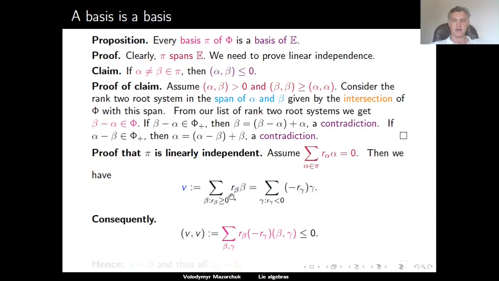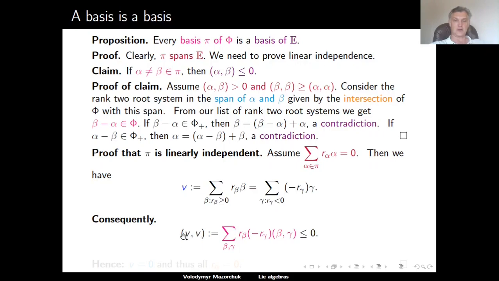Using these two expressions for the vector v, we can compute the scalar product of v with itself. So we plug in the first expression for the first occurrence of v in the scalar product, and we plug in the second expression for the second occurrence. This gives us a double sum over all beta and gamma as above, r beta times minus r gamma times the scalar product between beta and gamma. Note that r beta is non-negative, minus r gamma is positive, and the scalar product of beta and gamma is non-positive by the previous claim. Therefore, this sum is non-positive.